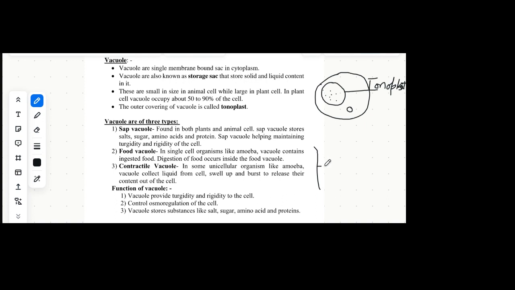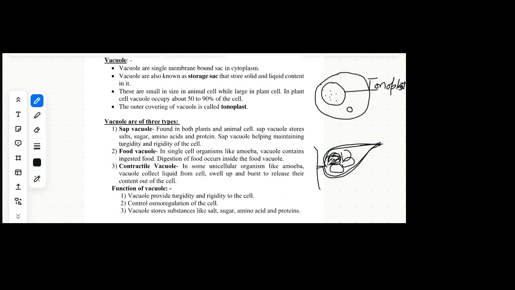Now, what is turgidity? Suppose this is a plant cell, this is a leaf, and this is the cell in the leaf. Here, the vacuole is storing materials inside it, and due to this, it is in expanded form. If the vacuole is in expanded form, the cell will also be in expanded form, and if all the cells in the leaf are expanded, the leaf is also in stretched form.